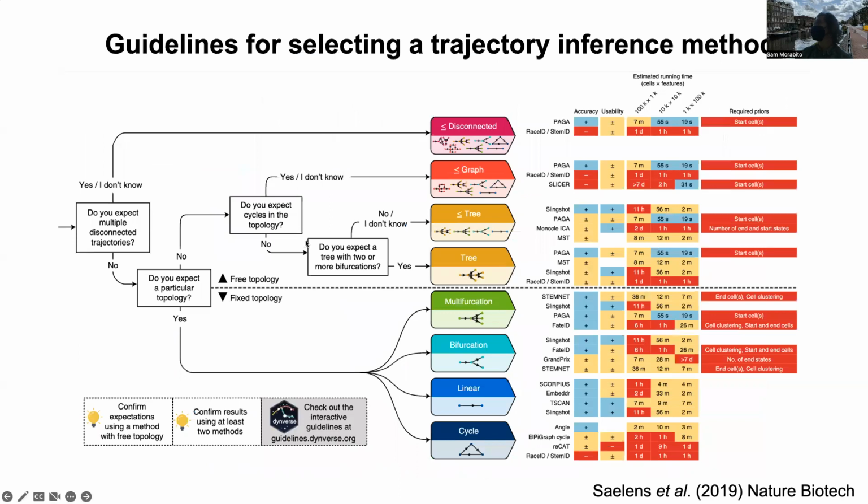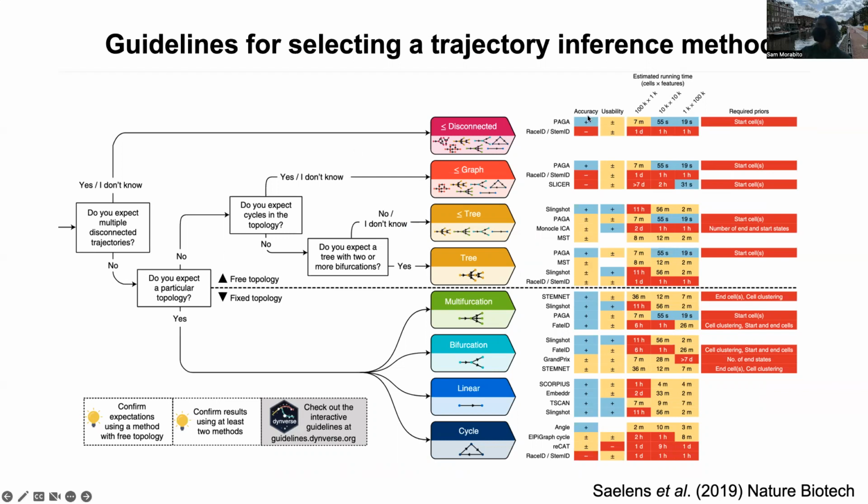Their last figure in this paper is literally a flow chart for how you should pick a pseudotime method, which is really helpful. So, do you expect multiple disconnected trajectories? Let's say I'm thinking about the brain. If you have microglia, astrocytes and oligodendrocytes, there are three different cell types that each could have their own trajectory. So, yes, I do want that. Then it tells you which tools are applicable. So it's pretty much just PAGA, I guess. Or of course you could subset your data, and then you have a different answer to that question.